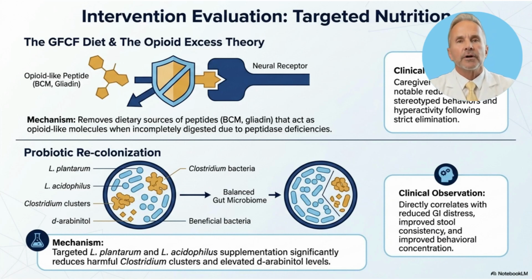In this section, we evaluate targeted nutrition, specifically looking at two approaches. First is the GFCF diet and the opioid excess theory, which removes dietary sources of peptides that act as opioid-like molecules when incompletely digested. Clinical observation: caregiver reports show notable reductions in stereotypy behaviors and hyperactivity following strict elimination. Second is probiotic recolonization. Targeted L. plantarum and L. acidophilus supplementation significantly reduces harmful Clostridium clusters and elevated D-arabinitol levels. Clinical observation directly correlates with reduced GI distress, improved stool consistency, and improved behavioral concentration.